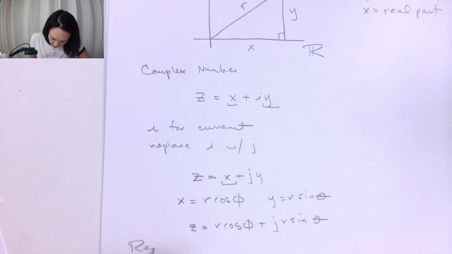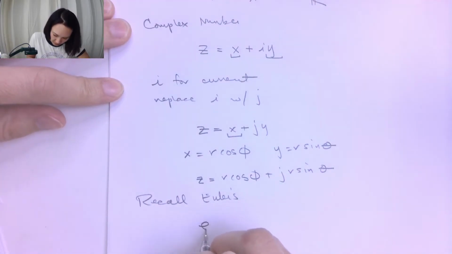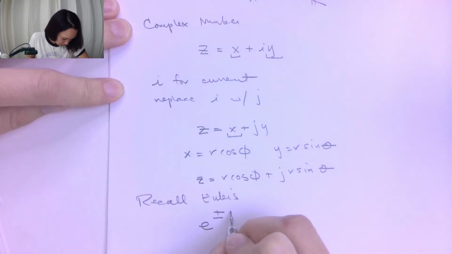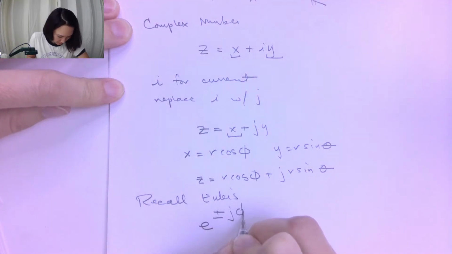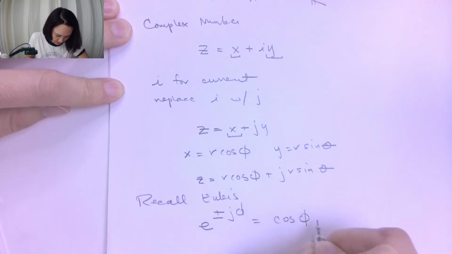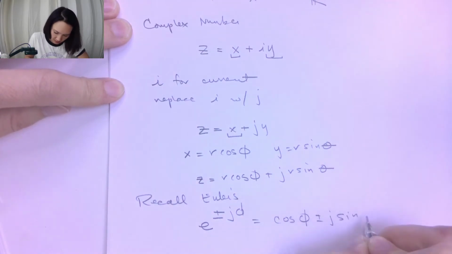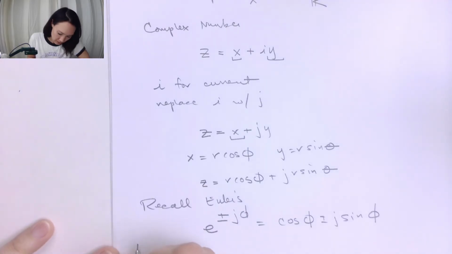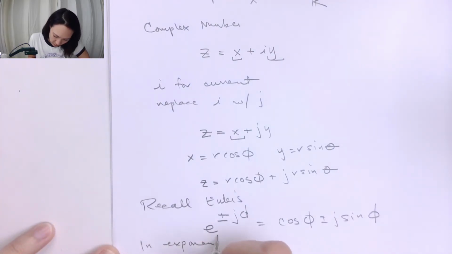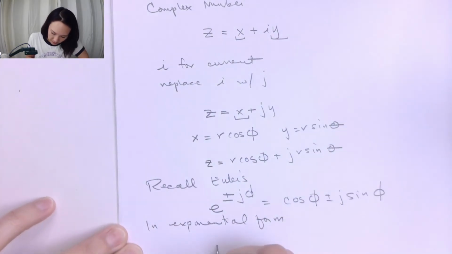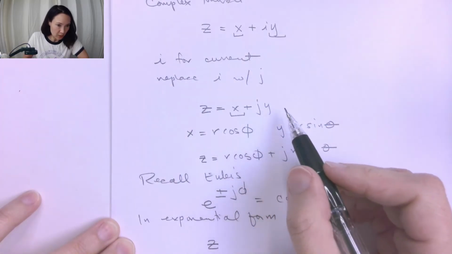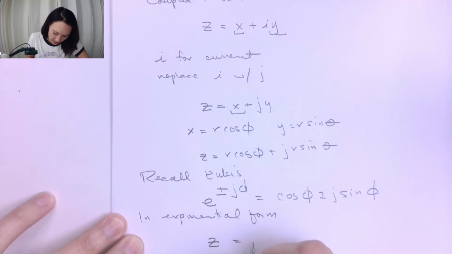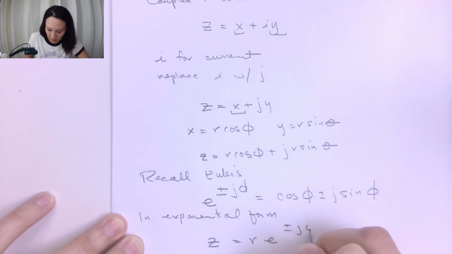Okay, so then at this point, recall Euler's identity that says that we can express this in exponential form by this relationship. e to the plus or minus j phi is equal to cosine phi plus or minus j sine phi. Okay, great. So now we get to use Euler's to write this in exponential form. So if I want to write this complex number in exponential form, it looks like this. That same z from before, so this is just called rectangular form, can be written in exponential form as r e to the plus or minus j phi.